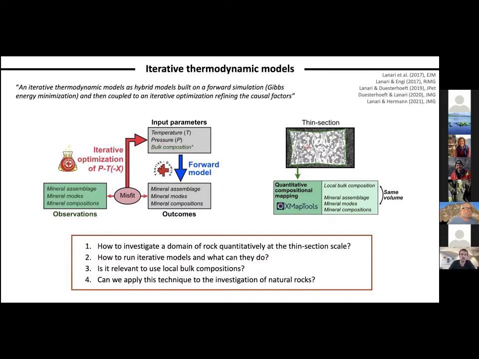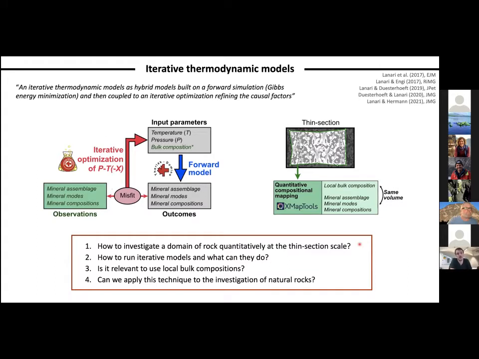So we propose the idea to use quantitative compositional maps, to take a domain, and from this surface or this small volume, we can extract a consistent local bulk composition and the observations, and they are from the same volume.